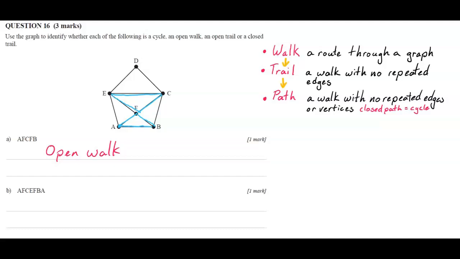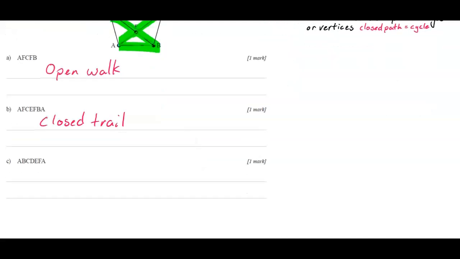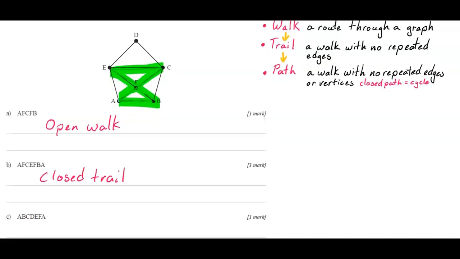Is it a path? Well, you would have noticed that we crossed vertex F twice, so it is not a path. Is it a trail? Well, looking at it, we didn't repeat any of our edges. So yes, it is a trail, and it also started and finished at point A, so we would say this is a closed trail.